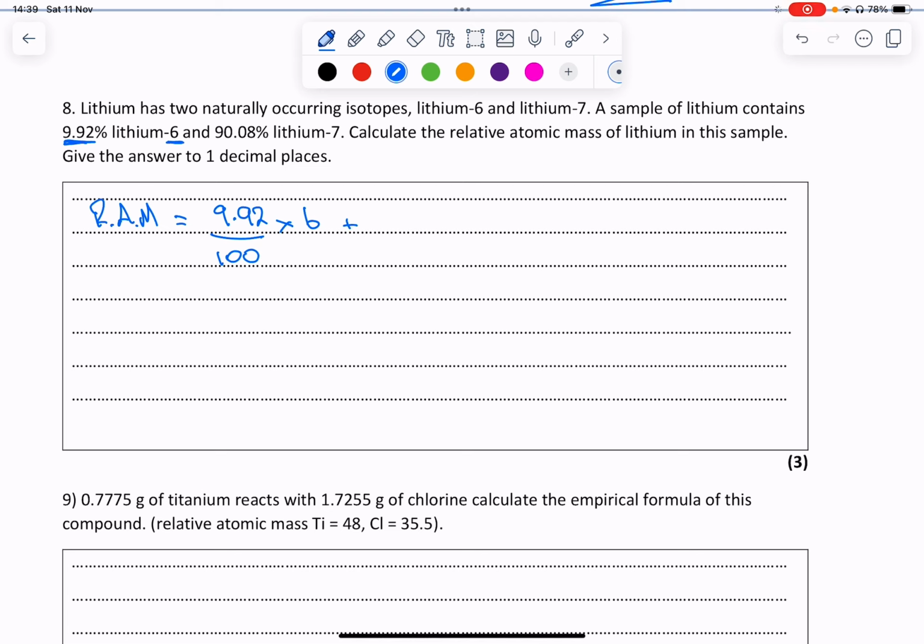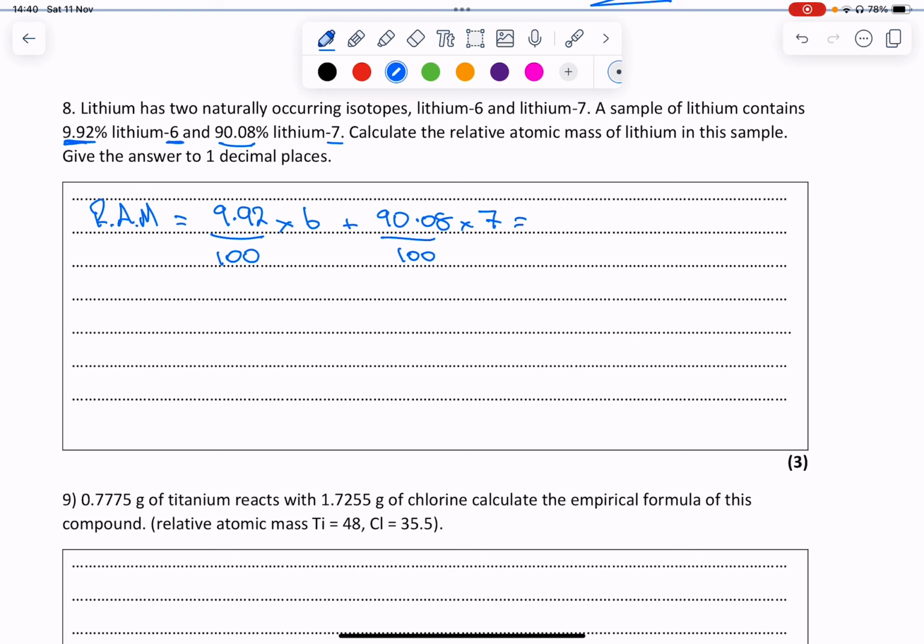And then you add the second isotope to that. So the second isotope is 90.08. Again, percent means out of 100 times by 7, the mass of 7. If I had a third isotope, what I would have done is done that calculation a third time, but I don't need to. There's only two isotopes in my question.